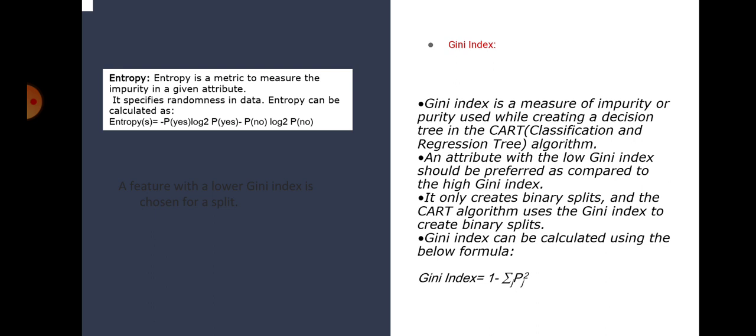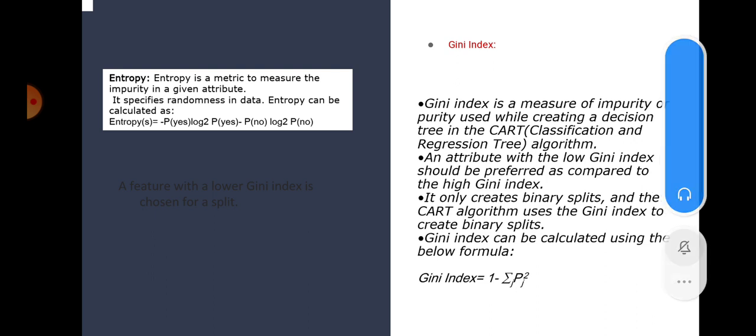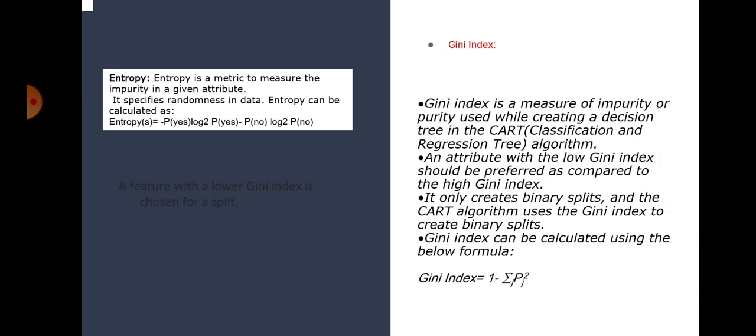Okay, then the second one is the Gini index. A feature with a lower Gini index is chosen as a split. Means if you are talking about information gain, then the attribute having the highest information gain is split first. And if the Gini index is low, then it is chosen for a split. Gini index is a measure of impurity while creating a decision tree in CART. CART means classification and regression tree algorithm. This is a kind of algorithm.